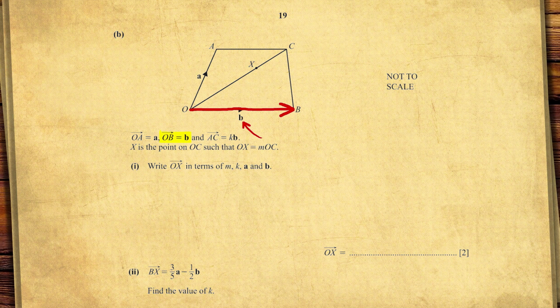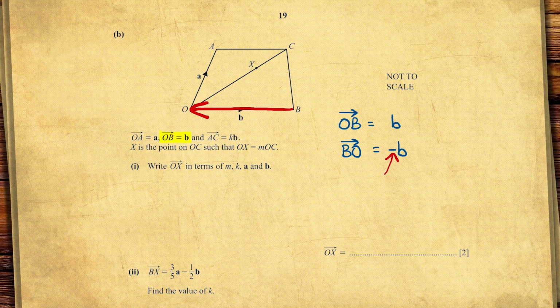And if the vector OB is equal to b, then if we reverse the direction of the vector, we start at B and go to O, that will be the vector BO. The direction is reversed. And if the vector OB is equal to b, then the vector BO will be equal to -b. So if the direction is reversed, the sign of the vector is changed.